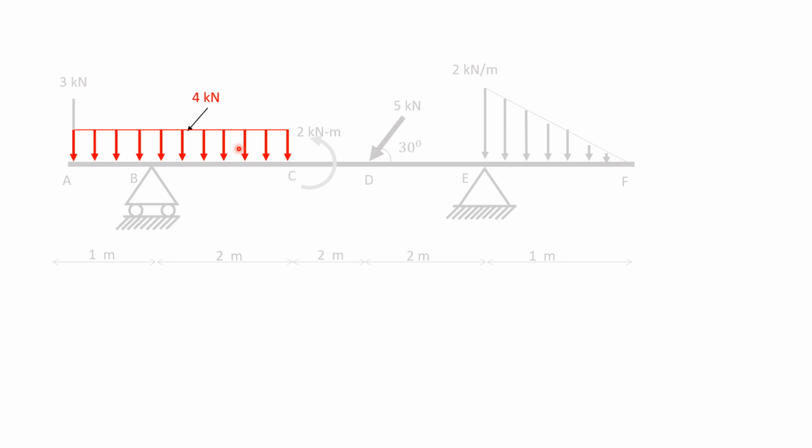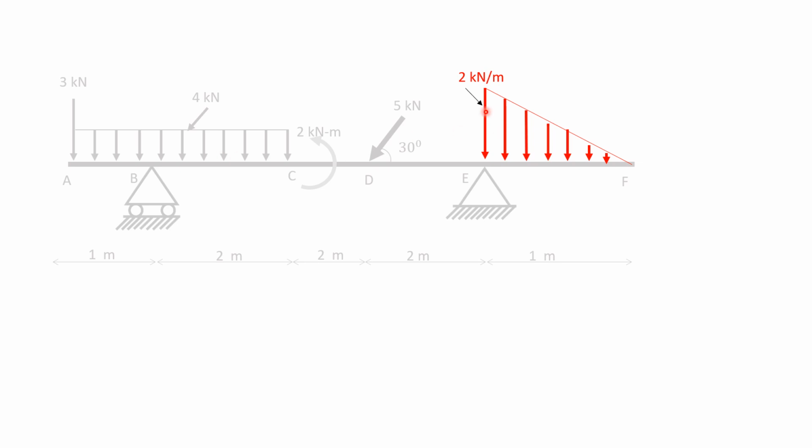Now, simplifying this rectangular loading into single point load. This is 4 kilonewton and this is 3 meters. So 4 into 3, 12. This loading will be acting at 1.5 meters from this point, or from this point B, it is 0.5 meters.